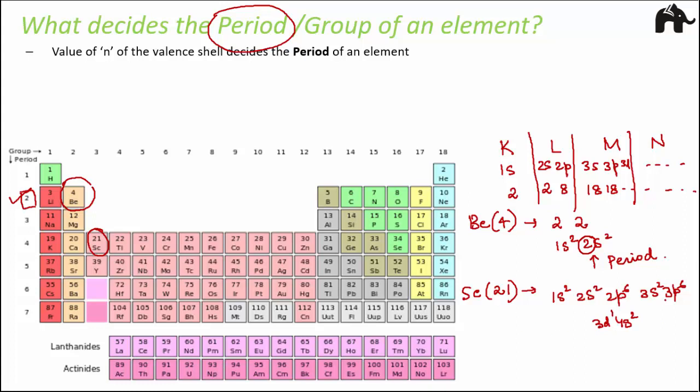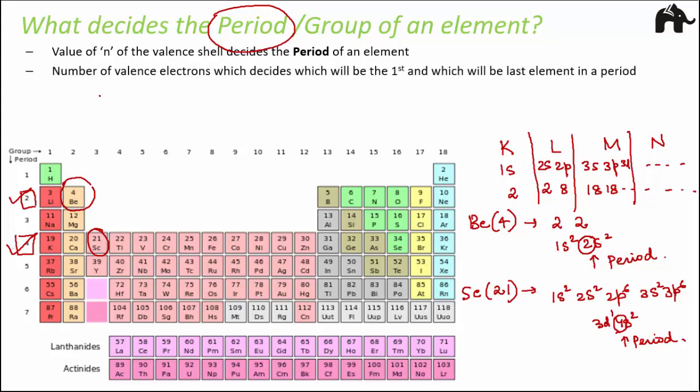Now I am not asking you to write this configuration because this is something which you will learn in your higher classes, in 11th and 12th. All that I am trying to show you is how we arrange these elements. If you look at this, the outermost shell, the valence shell, is 4s. So 4 decides the period. So scandium belongs to the 4th period. This is how we decide the period.